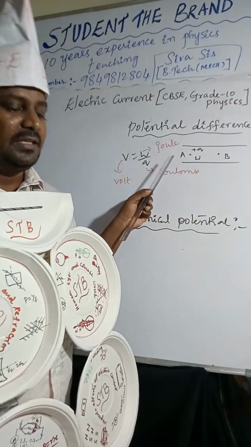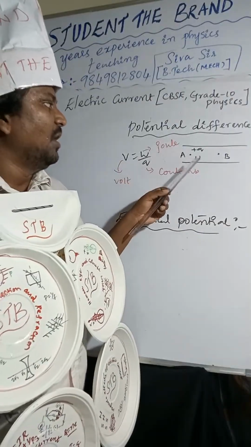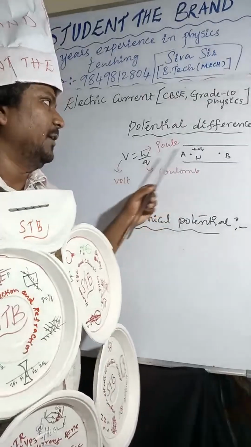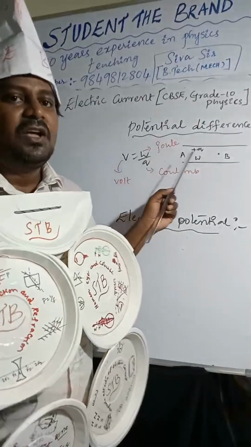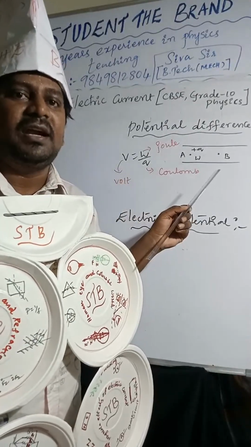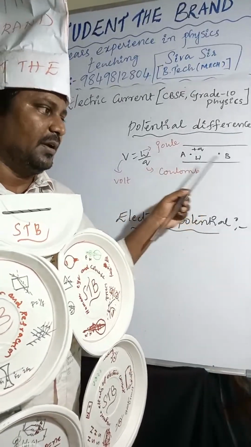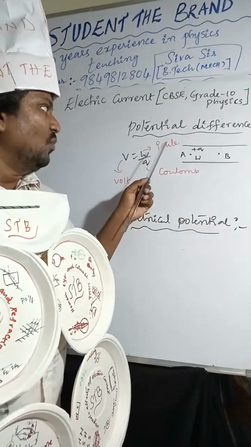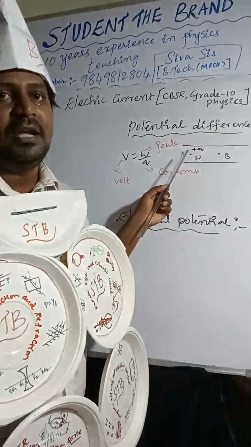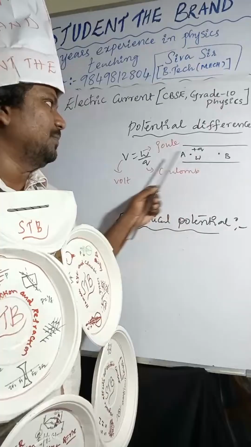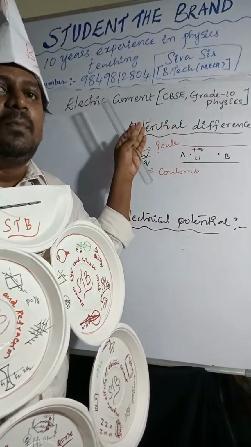1 volt is defined as 1 Joule of work done to bring 1 Coulomb of charge from one point to another point within the conductor. If it is within the conductor, it is called potential difference.